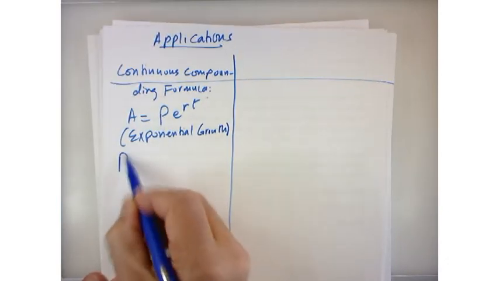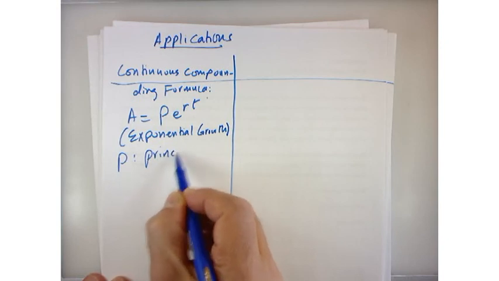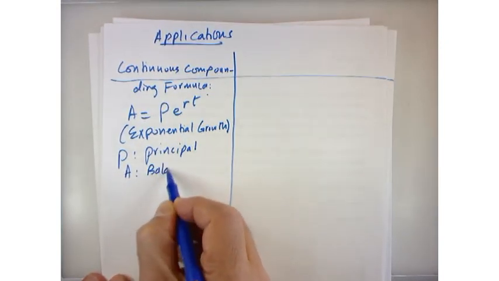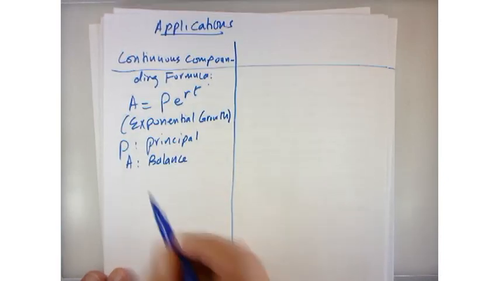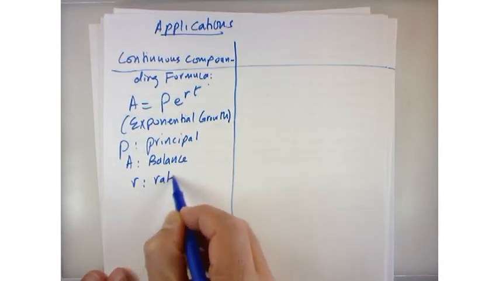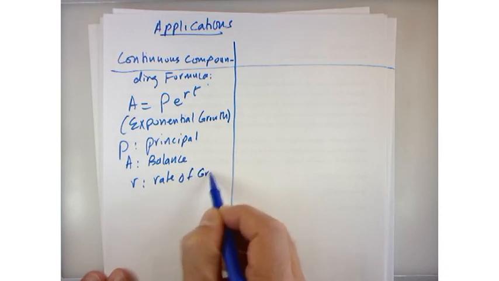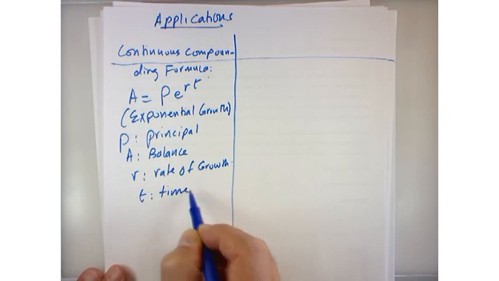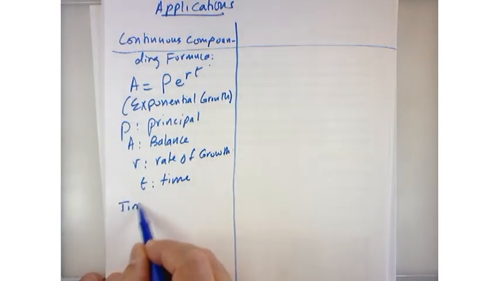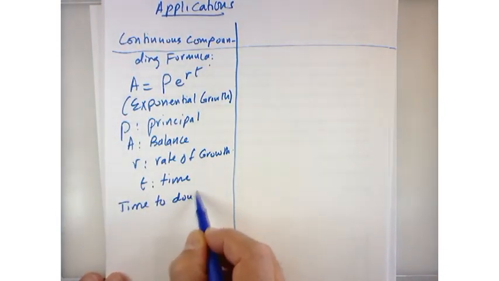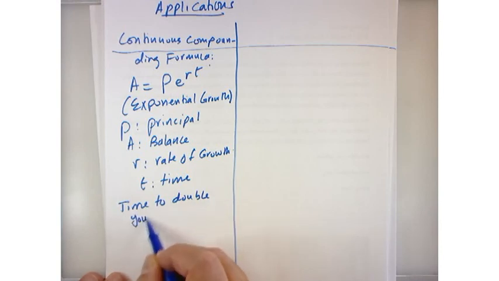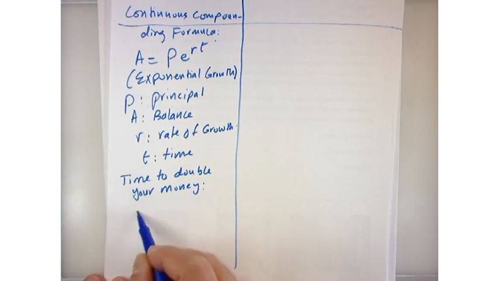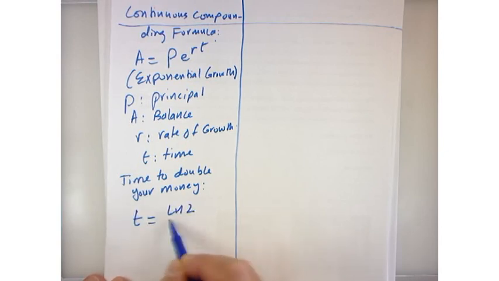Where P is the principal, it's the amount you invest or borrow. A is the balance, that's what you end up paying or keeping. R is the rate of growth in this case, or decay. And T is the time. And we also talked about time to double your money. T equals ln of 2 over r.